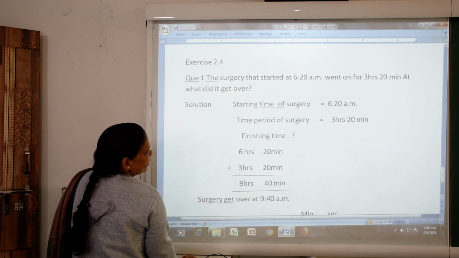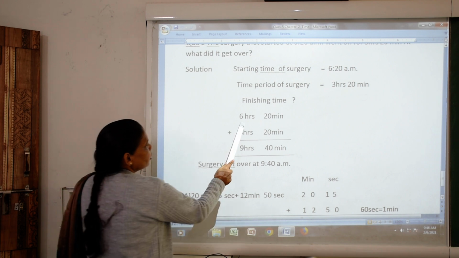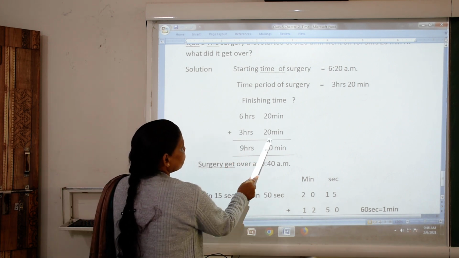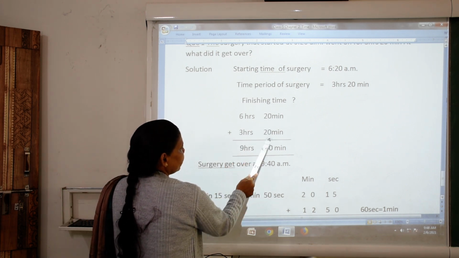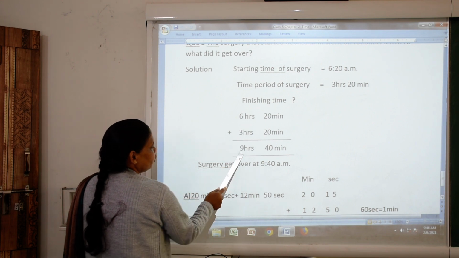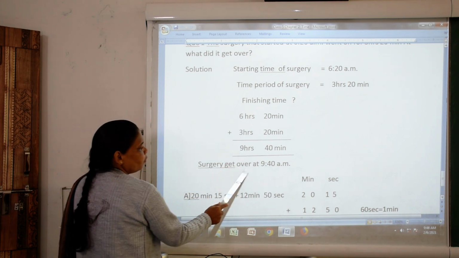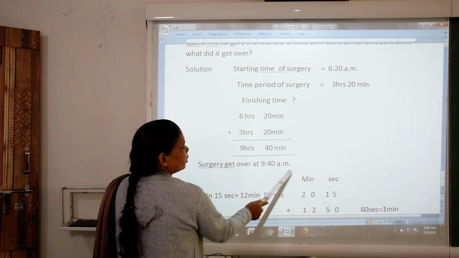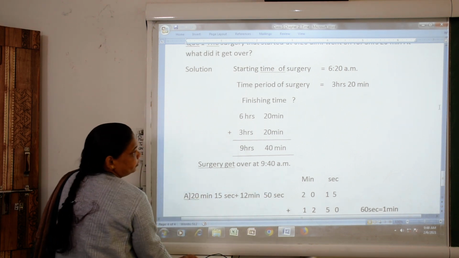So you have to plus it. 6 hours 20 minutes and 3 hours 20 minutes. So 20 plus 20 is 40 minutes and 6 plus 3 is equal to 9 hours. So the surgery gets over at 9:40 AM. This time is the morning time.